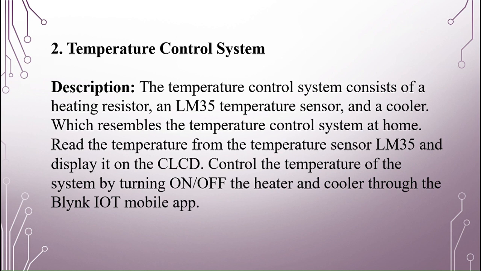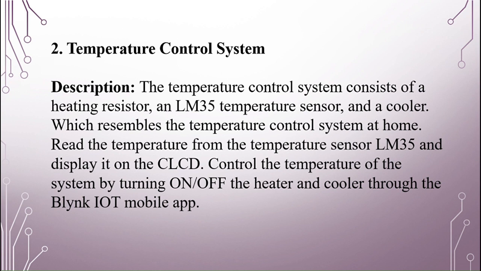The second thing we are implementing is temperature control, to vary the temperature according to the requirements. It consists of a heating resistor, an LM35 temperature sensor and a cooler. The cooler and heater resemble the temperature control system of a home. It reads the temperature from the LM35 and displays it on the CLCD, a screen on which the user can see the temperature.